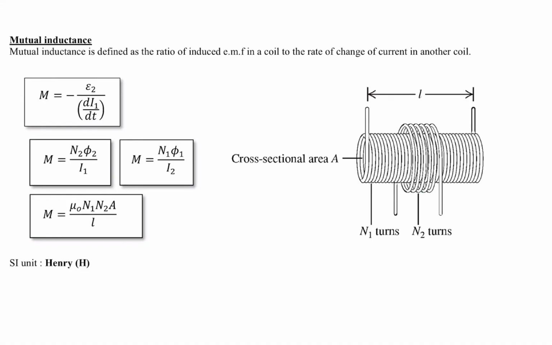Last of chapter 5 is about mutual inductance. Mutual inductance is defined as the ratio of induced EMF in a coil to the rate of change of the current in another coil. So if you look here, we have a picture.